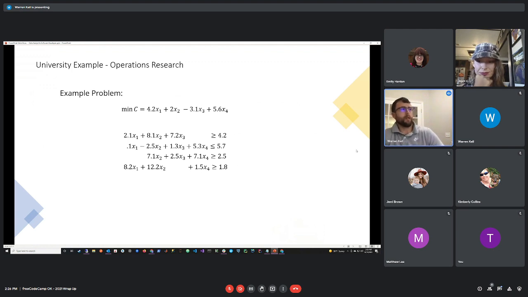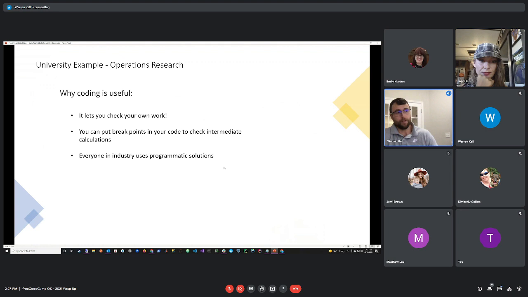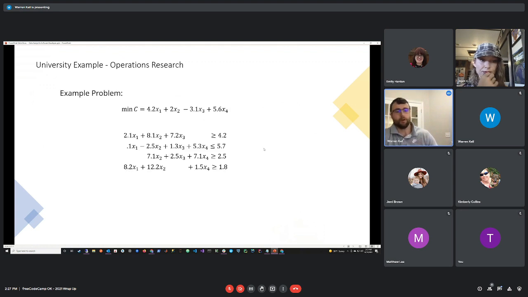An example problem in OR is something like this. This is an optimization problem where this top function here, we would want to minimize. This could be a factory that's producing 4 different things, each with a cost. Then they would be under the constraint that we have to produce at least this many according to these 4 equations below. This is a problem you would get in university. Problems in the real world could have 100 variables, but even this problem might take a couple pages of writing of linear algebra to solve.